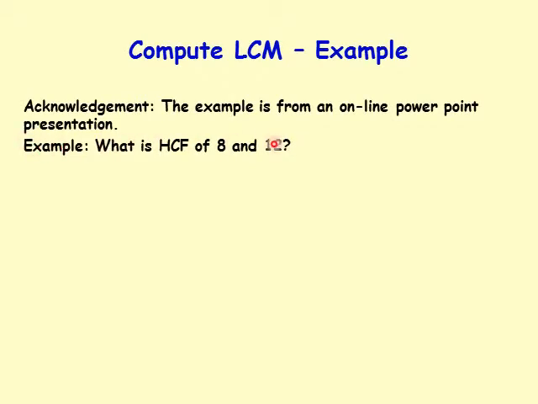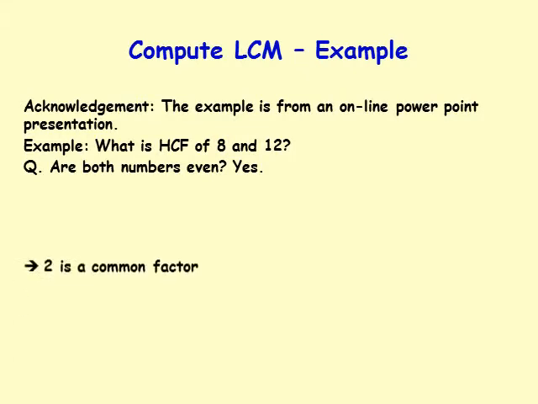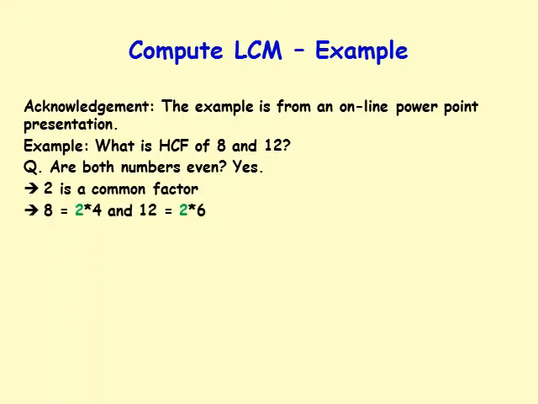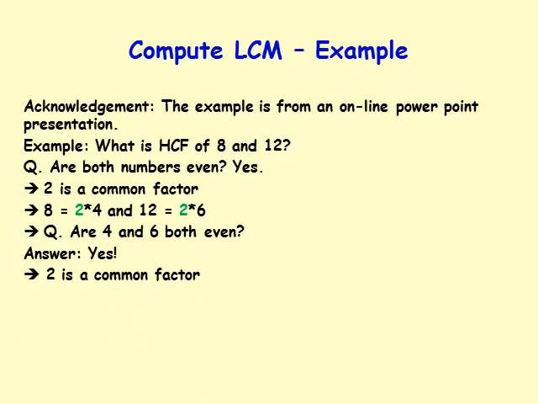Let's find out. We are going to do the factors here. Are both numbers even? Yes. We're trying to find out what's a common factor here. 2 is a common factor, so 8 is 2 times 4 and 12 is 2 times 6. So 2 is a common factor here. Are 4 and 6 both even again? Yes, and 2 is a factor again. So 8 is 2 times 2 times 2 and 12 is 2 times 2 times 3. Now these 2 and these 2 are common factors, and these 2 and 3 we're going to think about next.